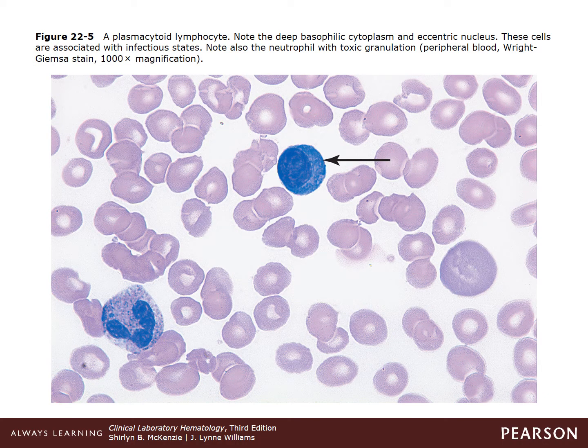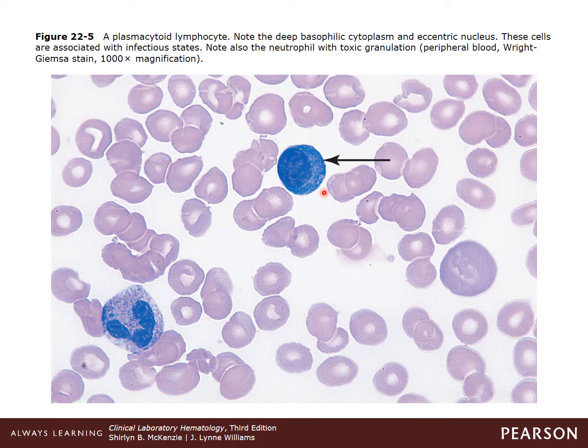Okay, another condition associated with lymphocytosis is plasmacytosis. From this image, you can see by this pointer here that this is a plasmacytoid lymphocyte. It has an eccentric nucleus and very deep cytoplasm, and these are usually associated with infectious states.